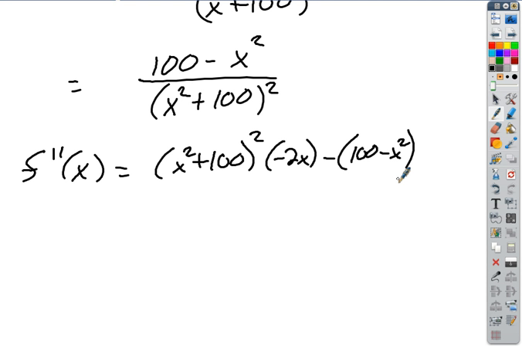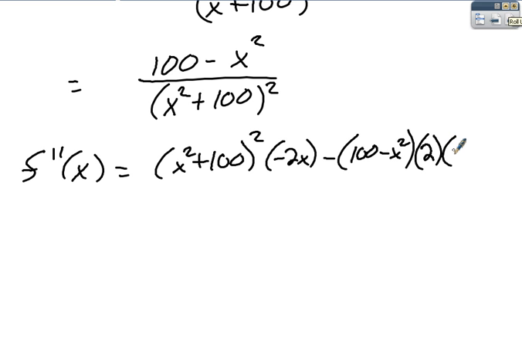2x. No, hang on. I've got to do the derivative of that. I got 2x, that's what's going to be on the bottom of the whole thing. You're right. But we're doing bottom times derivative of the top minus top times derivative of the bottom. So what's the derivative of the bottom going to be? 2x. Good. Times 2x. Everybody see that? I've got to do chain rule. I've got something squared, so the derivative of something squared is 2 times something to the 1 times the derivative of the something. So 2x. So I get 2 times x squared plus 100.